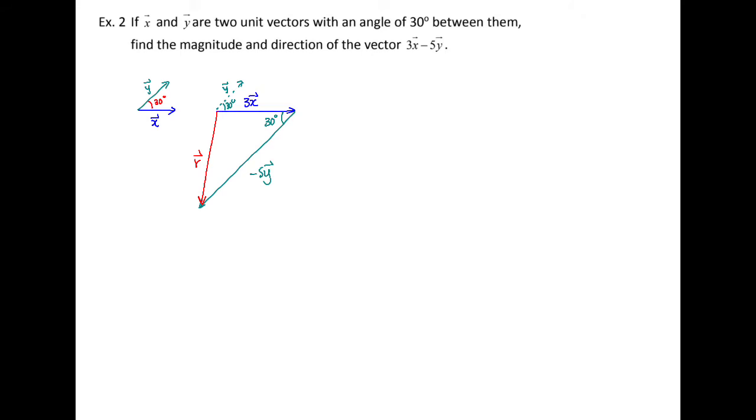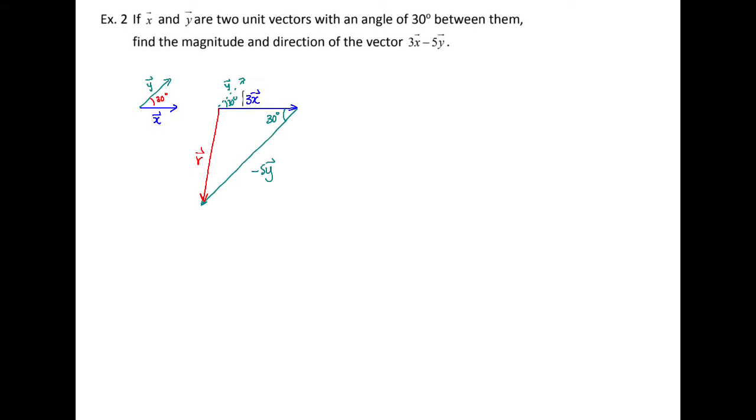Since we know both vector x and vector y are unit vectors, that means 3 times vector x is going to have a magnitude of 3, and negative 5 times vector y is going to have a magnitude of 5. So now we have 3 sides, 1 angle. We can use cosine law to find the magnitude of the resultant vector.